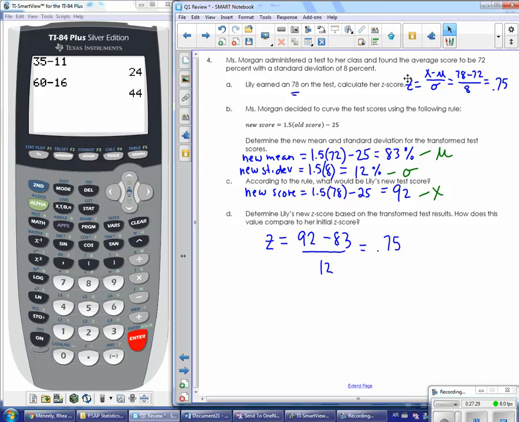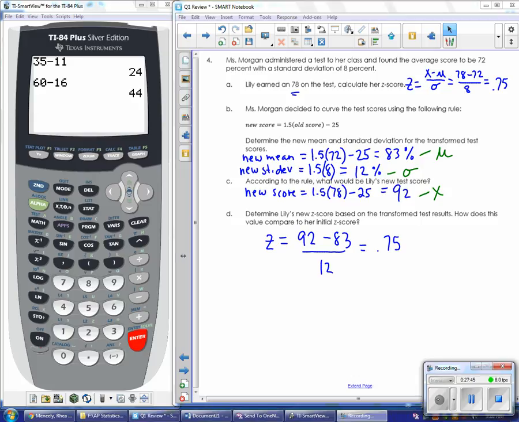And so the idea here is that no matter how I transformed the results, her score is still 0.75 standard deviations above the mean. So even if I was to divide them in half or add 65 points, any changes I make to the data itself is not going to change Lily's position in the class in terms of her test score. So no matter how I transform the data, her z-score is going to be the same because no matter what, she's 0.75 standard deviations above the mean.